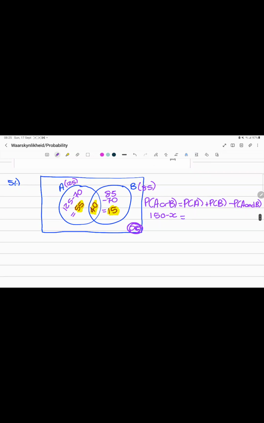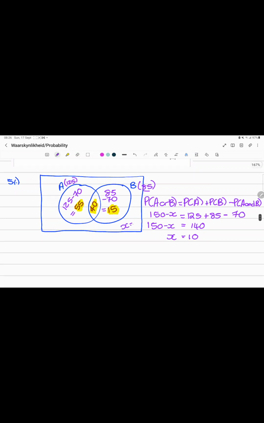Then what's the probability of someone having A? A will be 55. Oh no, sorry, not 55. The total A is 125. My total at B is 85. And the probability of having both is 70. If I work that out, 125 plus 85 minus 70 gives me 140. Then to work out X, I say 150 minus X equals 140, and that leaves me with X equals 10. So my X value here is going to be 10.